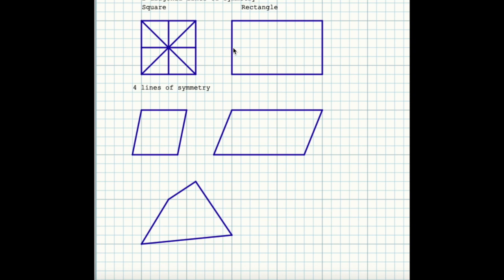But we can see that if I put a line here, look at that. It's perfect. There's 2 perfect halves. I can fold it over and it will match perfectly. And I can also put another line. So I know that there are 2 lines of symmetry for a rectangle. There's 1 horizontal line of symmetry and there is 1 vertical line of symmetry.